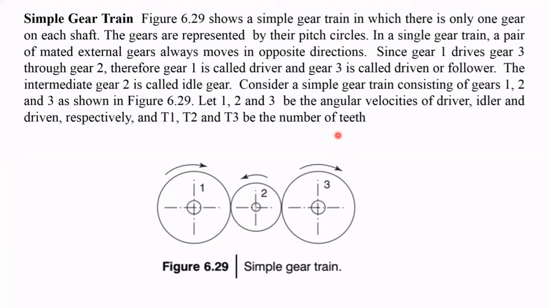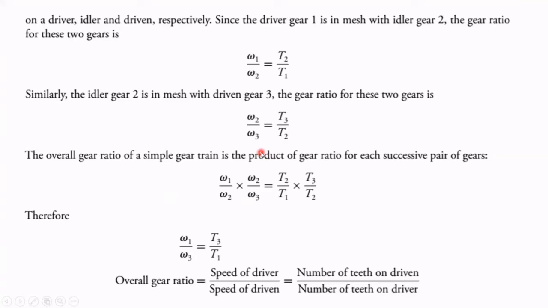The gear ratio depends on the teeth on each gear. So we have a formula here. The overall gear ratio is the speed of the driver divided by the speed of the driven. The speed of the driver depends on the number of teeth on the driven gear, and the speed of the driven depends on the number of teeth on the driver gear. The ratio of the number of teeth on the driven to the number of teeth on the driver is the overall gear ratio. That is, the teeth ratio is the inverse of the velocity ratio of the gears.